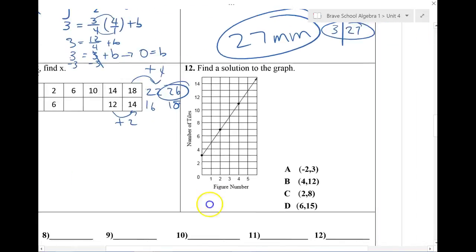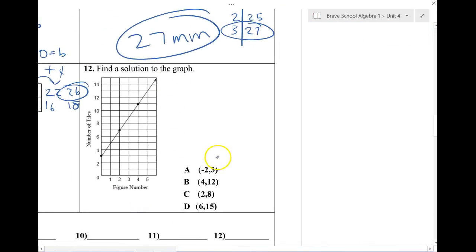Okay, last one, find the solution to the graph. Well, for the solution, we have to check each point to see if it touches the line. Negative 2 and 3. Well, this is talking about tiles and figure numbers, so that's out because we can't do a negative input. And the line starts here, it doesn't go past to the left.